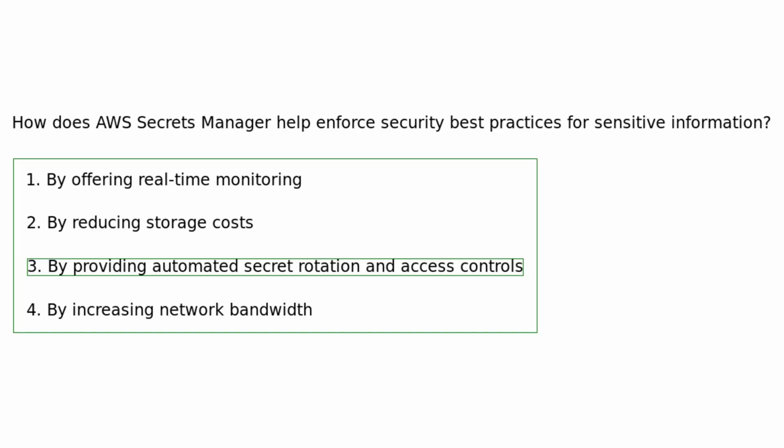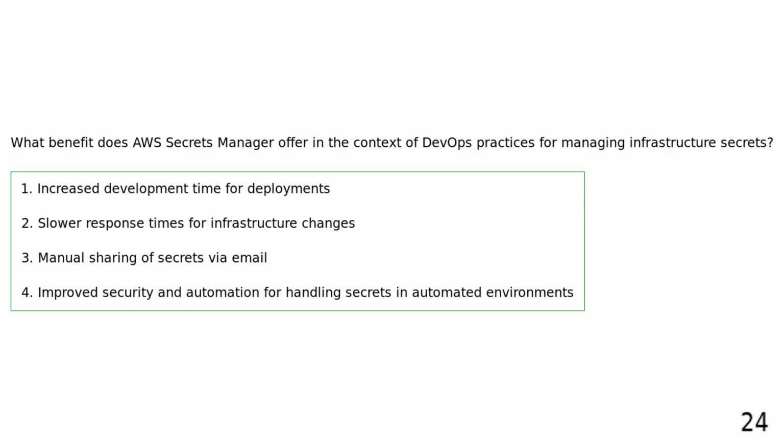AWS Secrets Manager helps enforce security best practices by providing automated secret rotation, fine-grained access controls, and encryption for sensitive information. What benefit does AWS Secrets Manager offer in the context of DevOps practices for managing infrastructure secrets?